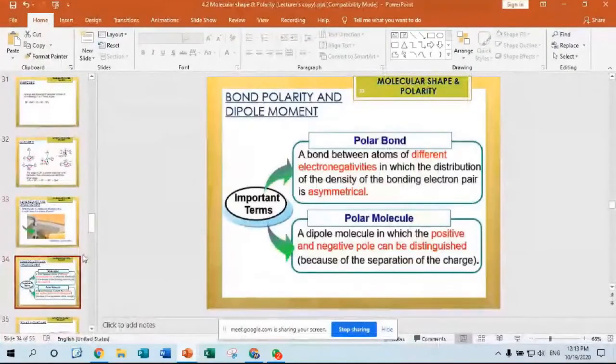Okay, we continue. Polarity. First of all, we must know what is a polar bond and a polar molecule: different electronegativity, asymmetry, and then positive and negative dipoles can be distinguished. This is the key point to identify whether it is a polar bond or a polar molecule. Different electronegativity means the positive and negative are different, and the distribution of electrons is also different. Next, is it symmetrical or not?